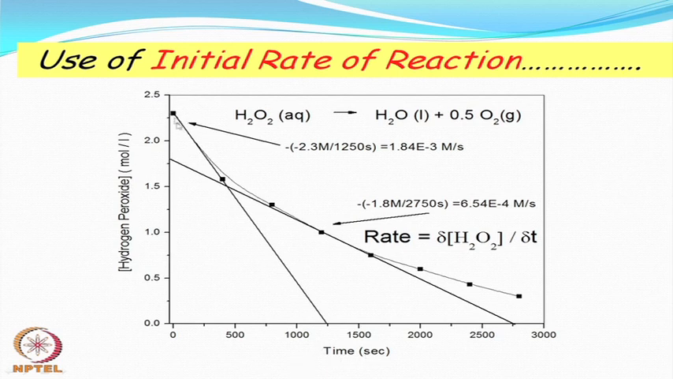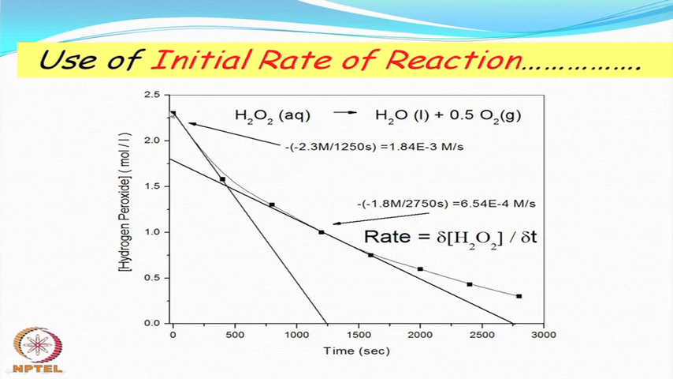So, this is one data point, this is another data point, this is another. The black squares are your data points. So, you see that it is reducing with time. Now, if we draw a tangent at some specific point, and then another tangent at this point, this tangent is basically the rate, that is delta H2O2 divided by delta t. So, basically this is the slope.